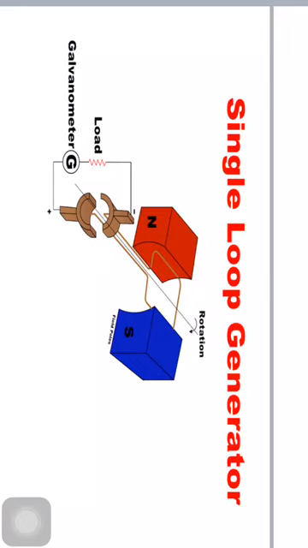Already we have covered these topics in the previous classes, that is, the simple loop generator from point to point, from 0 to 90, 90 to 180, 180 to 270, how we get the positive peak and negative peak, and how the flux is cut. So we have seen these topics already. Just for the sake of introduction and revision purposes, we are reminding this topic again, that is, the single loop generator.